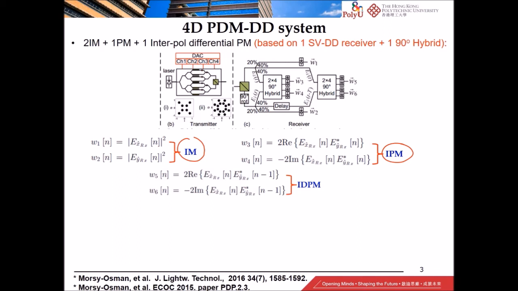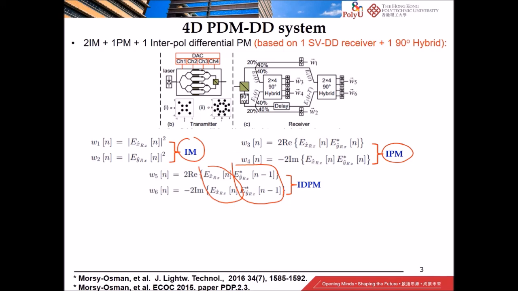degrees of freedom. Now the 4th degree of freedom is what we call the inter-differential polarization phase. What that means is it is essentially the phase difference between the signal in the X polarization and the last symbol in the signal of the Y polarization. So that turns out to be an additional degree of freedom to encode information.